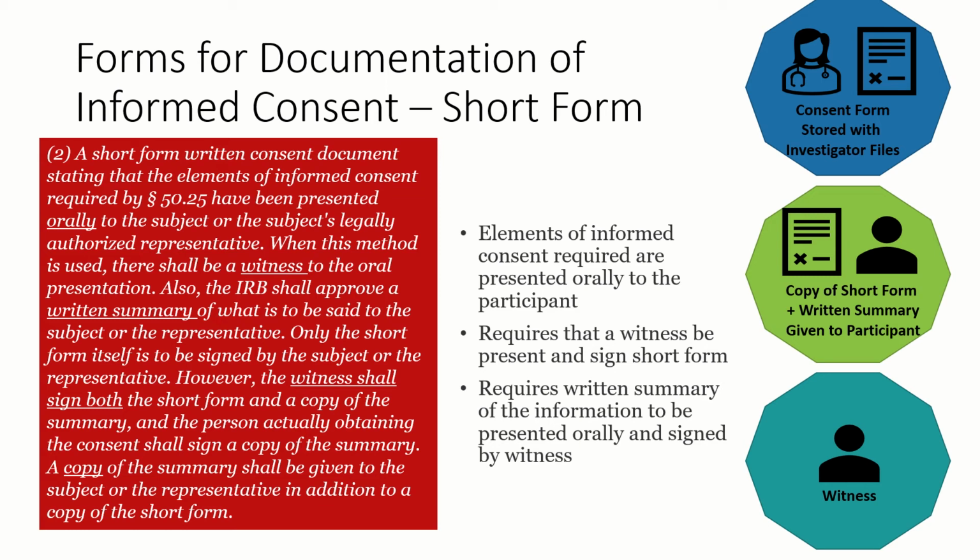Afterwards, the participant needs to sign the short form consent form if they agree. The witness has to sign the short form, and the IRB is required to have documented a written summary of everything that occurred during the consenting process, and the witness has to also sign that document. A copy of both the summary and the short form are then provided to the participant.